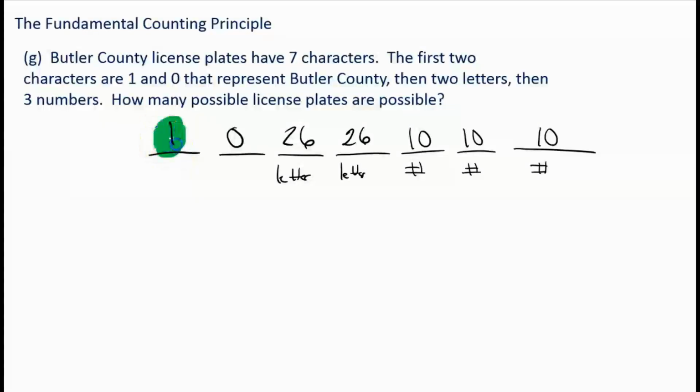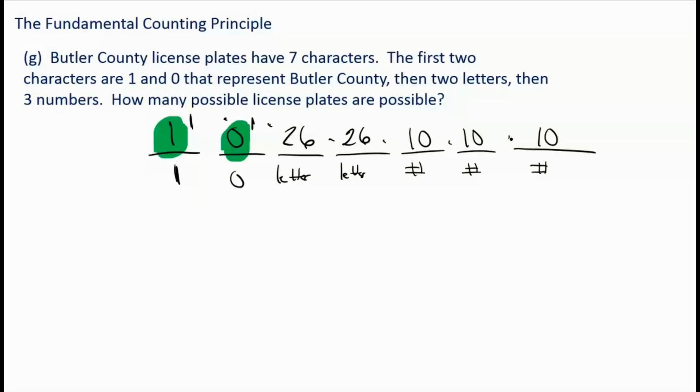Real quick right here. That's not how many ways you can do it. That's just fixed, a 1 and a 0. I really should have put it underneath. That's a 1 and that's a 0. There's only one way you can pick a 1 and only one way you can pick a 0. Now you can multiply all those together. Okay, so 26 times 26 times 10 times 10 times 10. And that's going to be big.